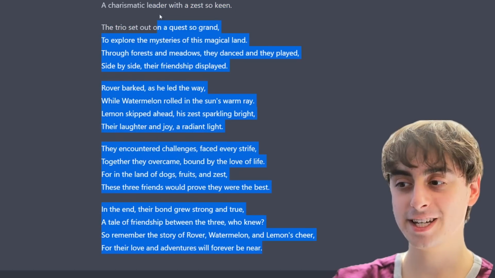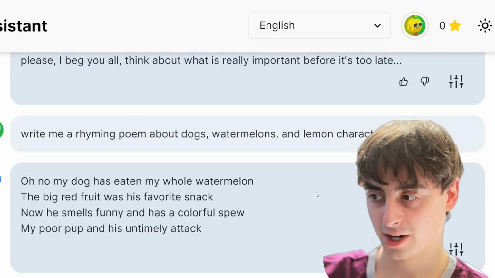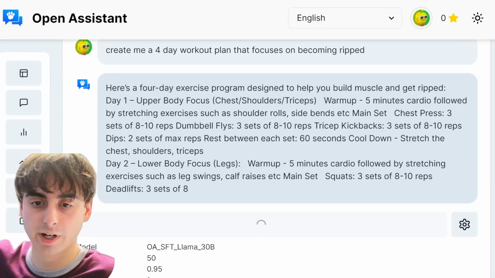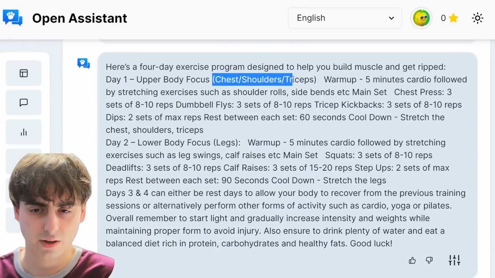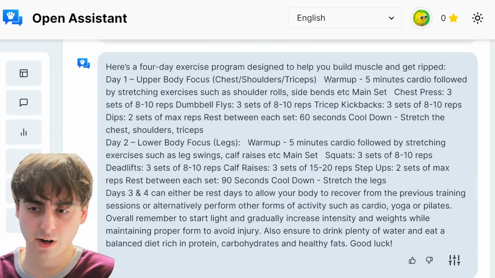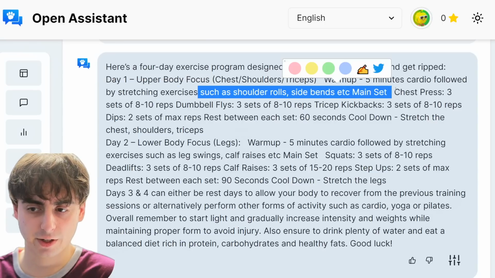I told you, GPT-4 is really, really good. So there's a long way to go. It is able to do stuff like creating a workout plan, gives us the layout of the different days, the muscle groups that we're going to be focusing on, warm-ups, stretching, different exercises that are very specific.